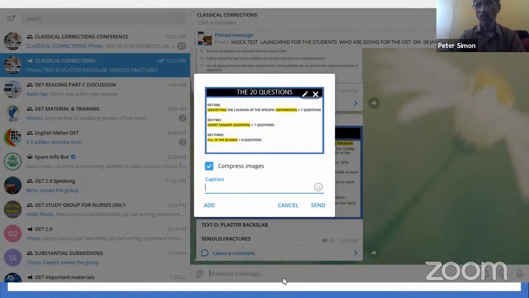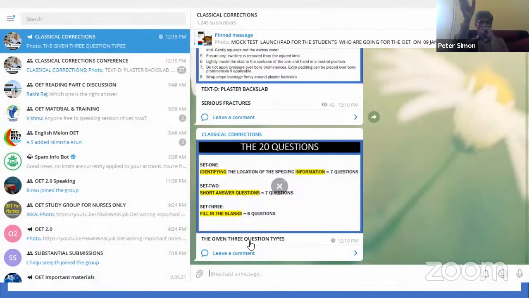Right. 20 questions. The question types. So the three question types. But what you have to do is for all the 20 questions, you have to follow the same approach in the first stage. For the first 7 questions, the same approach is enough.